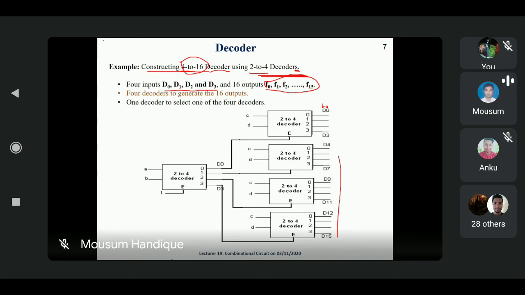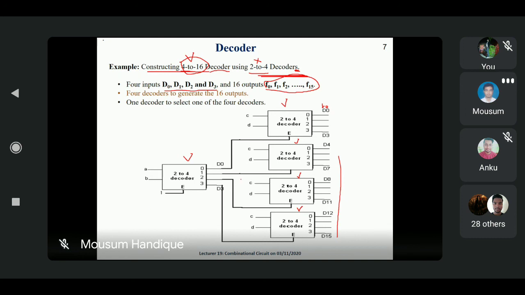But remember, you cannot use 4 inputs on the small decoders. If you use 4 inputs, one property is satisfied but the other is not, because we are using only 2 inputs; the example clearly says to use 2 to 4 decoders. So to construct the 4 to 16 decoder, how many 2 to 4 decoders are required? 5. Why it is 5 and how this circuit works, I will explain.